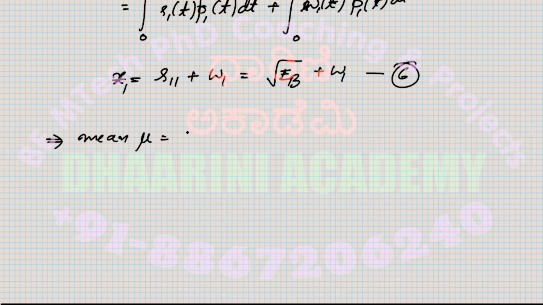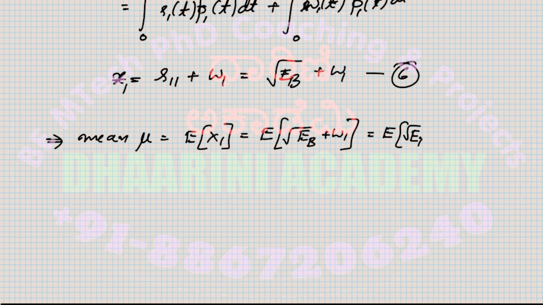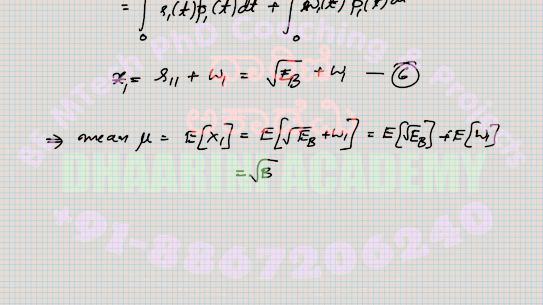So I can write mu is equal to expectation of x1, that is equal to the expected value of root Eb plus W1. So again, you split this and you write it as the expected value of root Eb plus the expected value of W1. So what is this answer? This is equal to root Eb, correct? So this will be, let me correct, this is equal to root of Eb. All right, so that's the root Eb value. That's the mean. This implies, let's calculate the variance.